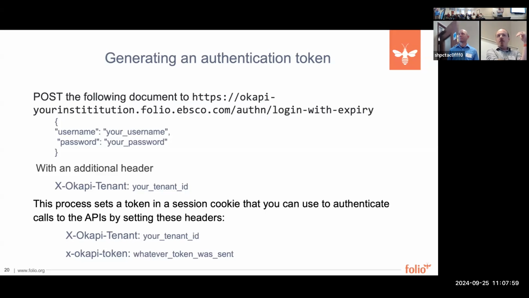You'll have both your API endpoint URL, base URL, and your tenant ID. It depends on how your hosting environment is set up. It could be the name of your institution if you're self-hosted, or if you're hosted by EBSCO, it's going to be FS something, or CS something if you're in an ECS environment. Again, this process sets a token in a session cookie, so you need to retrieve that.